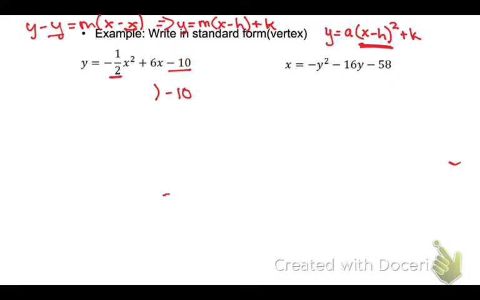So what do I need to factor out of these two? No, the leading coefficient has to be 1. I didn't say anything about changing the x's. What has to move? It has to be 1. So what do I have to factor out? Say it. What do I have to factor out? Negative 1/2. It has to be what? 1. So I have to factor out the negative 1/2.